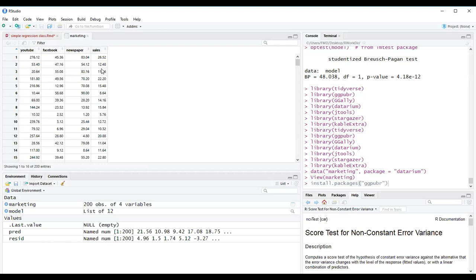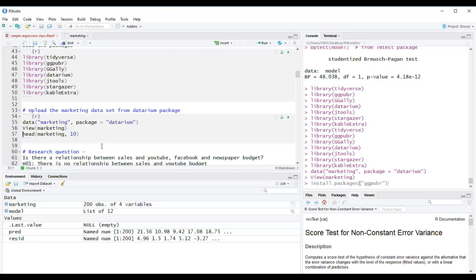So this is our data set, and we'd like to establish the relationship between sales and YouTube, sales and Facebook, sales and newspaper. But we're going to do this one at a time because we'd like to learn simple linear regression first. We can do this all together, where we're trying to establish the relationship between sales and those three predictor variables, YouTube, Facebook, and newspaper. In that case, we will be using multiple linear regression. But let's start first with simple linear regression.